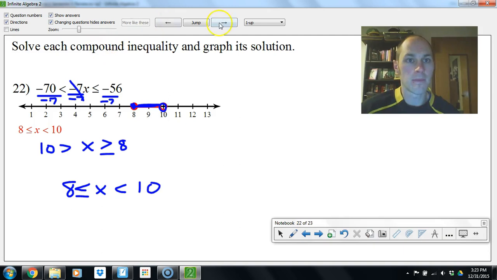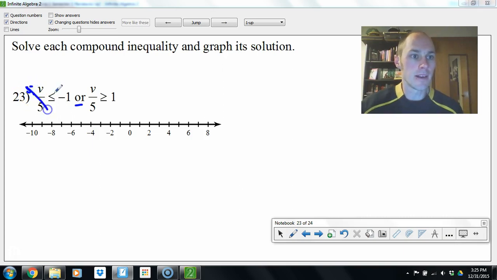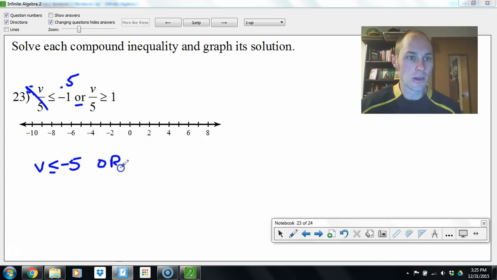Okay, next one. So next we have the OR inequality. So we need to solve both inequalities separately. So v is divided by 5. So I'll multiply both sides by 5 here. So I have v less or equal to negative 5. So that one's finished. Go to the next one. v is divided by 5 again. So multiply both sides by 5. And we get v greater or equal to a positive 5.